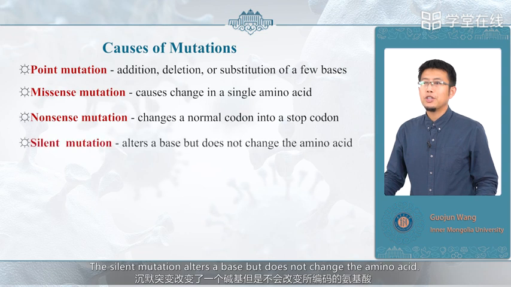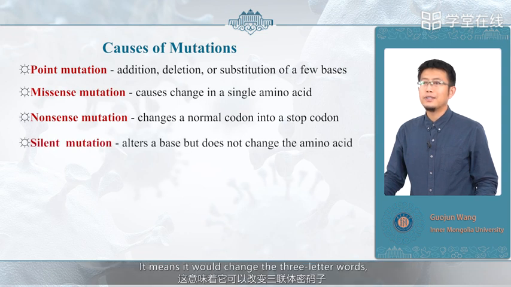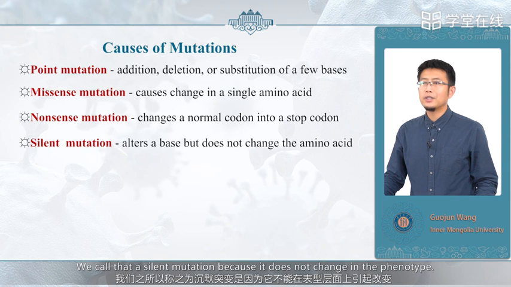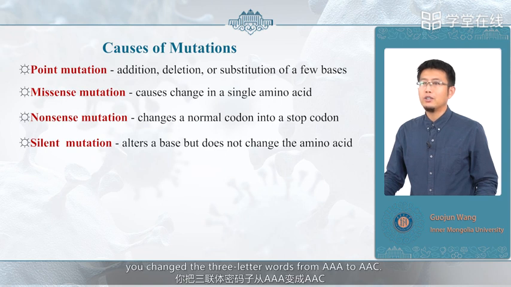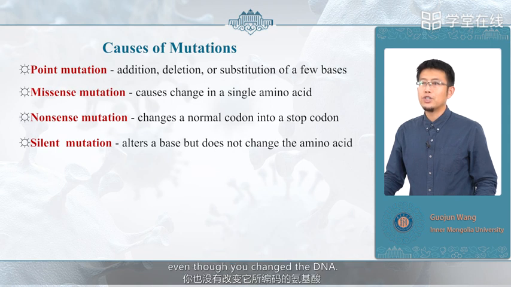The silent mutation alters the base but does not change the amino acid. It means it would change the three-letter word. However, it does not change the amino acid. We call that a silent mutation because it does not change the phenotype. An example of this could be you change the three-letter word from AAA to AAC. Since they code the same amino acid, you did not change the amino acid even though you changed the DNA.